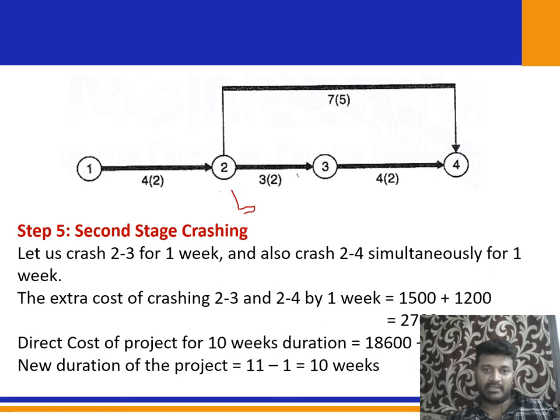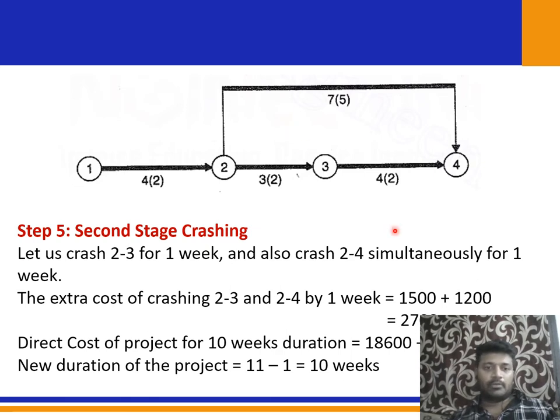Initially it is 5 bracket 2, that is normal duration and crash duration. Now the duration becomes 3 and 2, because you have crashed for two weeks. Now the duration becomes 3. So you have to update each and every time, whenever you are crashing, after that you are going to update your diagram.